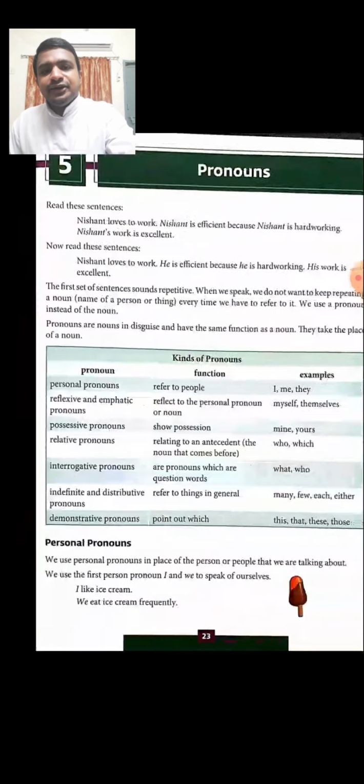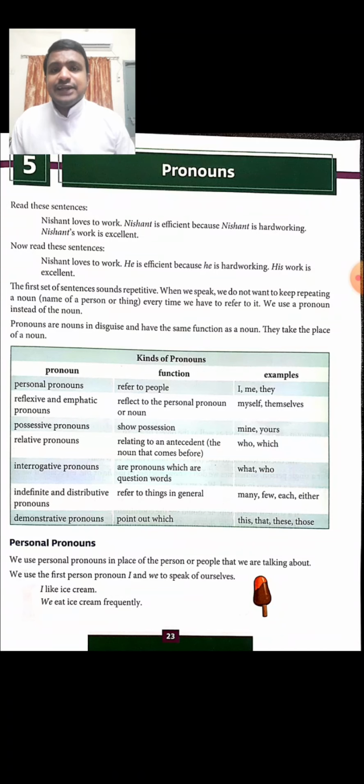Today we are entering our fifth chapter, and the chapter is called pronouns. In this chapter, we shall discuss what I mean by pronoun and what are the kinds of pronouns. So let us enter. First of all, we shall see what I mean by pronoun. We use a pronoun instead of a noun.